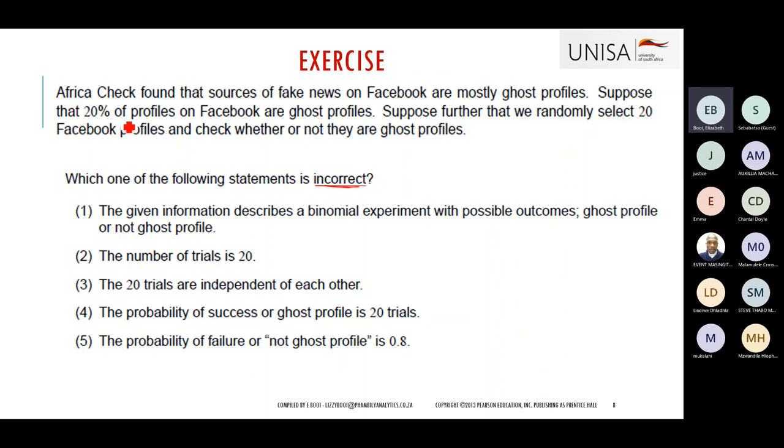What they have given us is that 20% of the profiles are ghost. Then I can call this my probability of success because when I go to Facebook, I need to check for ghost profiles, right? So that defines my probability of success. And they randomly selected an n of 20. So I have my n. If I go to Facebook to check whether or not there are ghost profiles, that will give me my two outcomes. It's either a ghost profile or not a ghost profile, right? So not a ghost profile will be 1 minus ghost profile, because that will be the complement of the ghost profile.